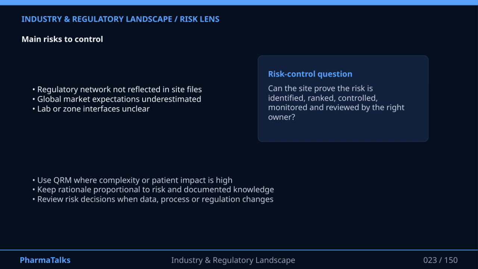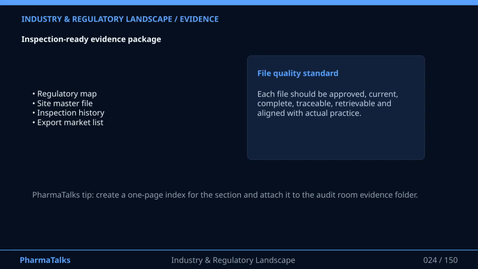ongoing compliance and safety. On this slide, we're focusing on the industry and regulatory landscape with an emphasis on building an inspection-ready evidence package. This package should include key documents like a regulatory map, which outlines the applicable regulations, a comprehensive site master file detailing the facility and operations, a record of past inspection history, and a list of export markets to clarify where products are distributed. Equally important is maintaining a high file quality standard. Each file must be approved, current, complete, traceable, and easily retrievable, ensuring that everything aligns with actual practice.